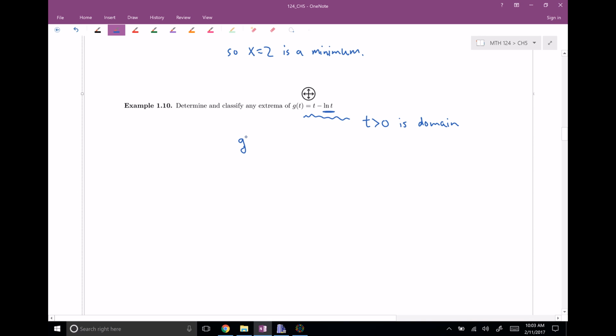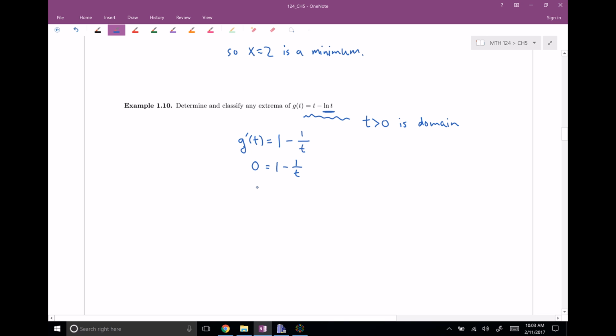So we're going to take the derivative and set it equal to 0. The derivative of t is 1. The derivative of the natural log, well, that was good from 4.5, we know that this is 1 over t. And we want to know when is this equal to 0. That's going to give us our critical points.